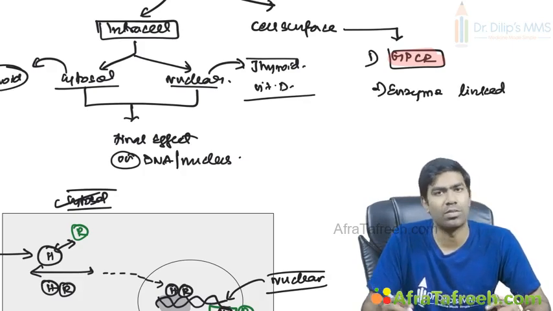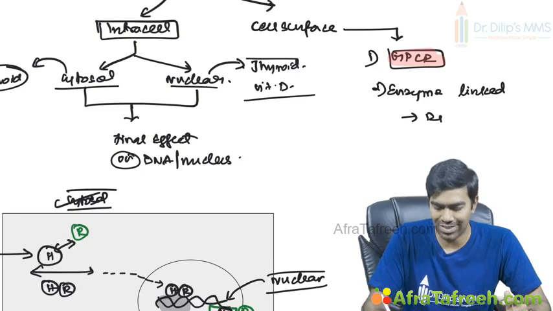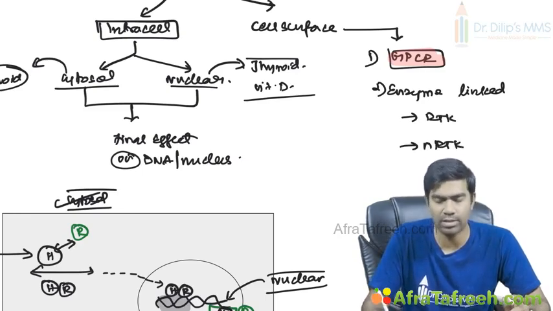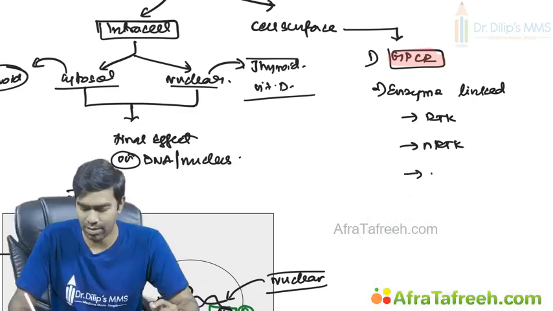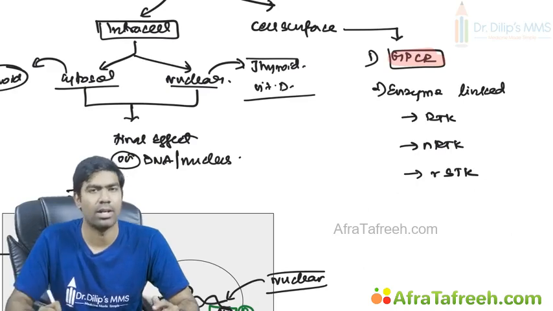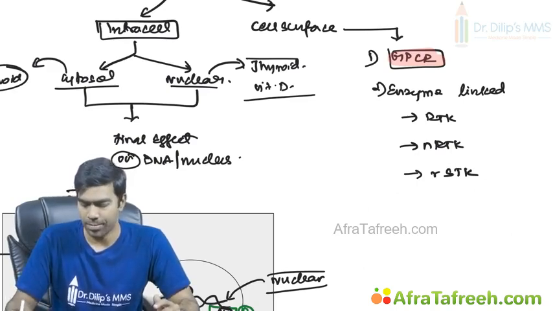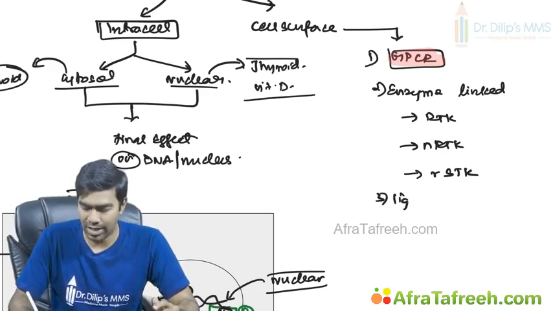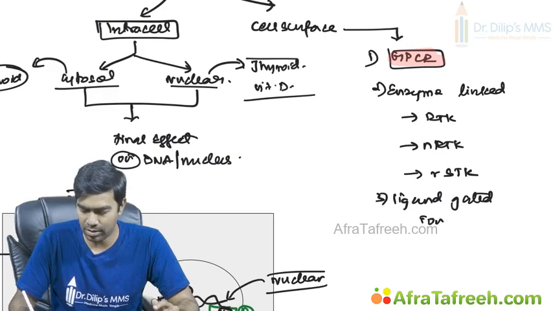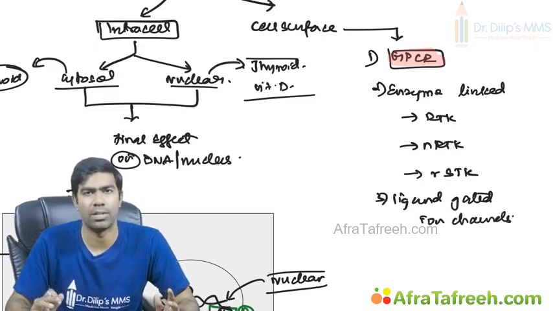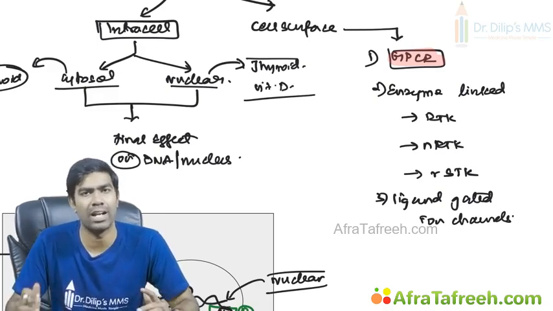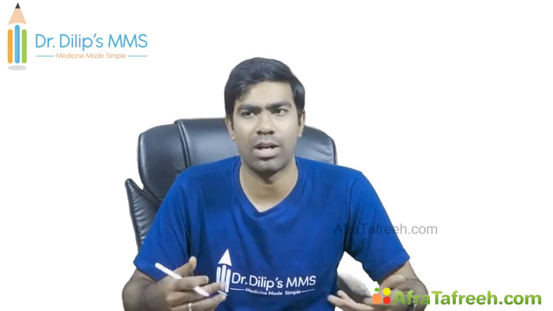A lot of examples of enzyme linked receptors are there. For example, you have receptor tyrosine kinase called as RTKs, then you have non-receptor tyrosine kinases called as NRTKs, and you have receptor serine threonine kinases called as RSTKs. And finally, you have this ligand gated ion channel receptors. The best example will be nicotinic muscle type receptor, that's neuromuscular junction type receptor called NM type of receptors. Muscarinic and nicotinic both are acetylcholine receptors.